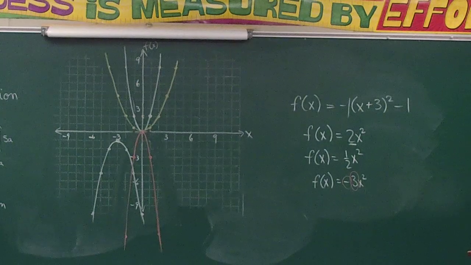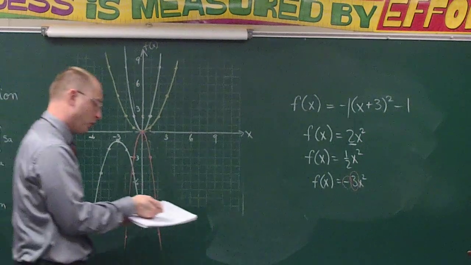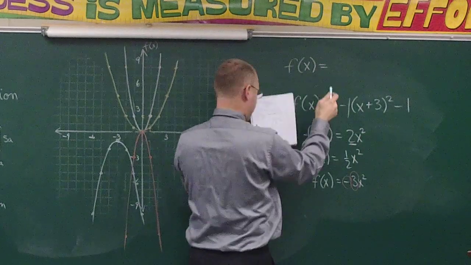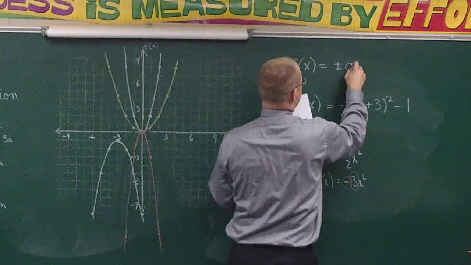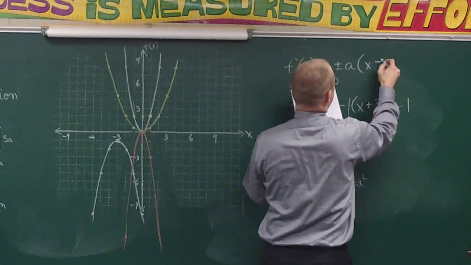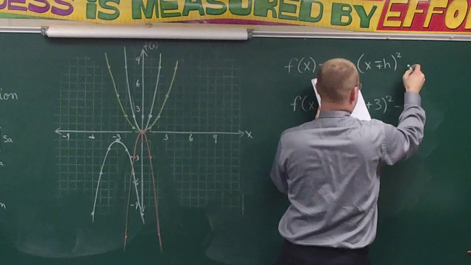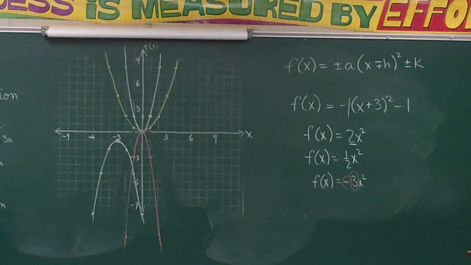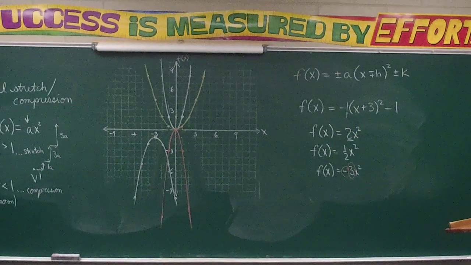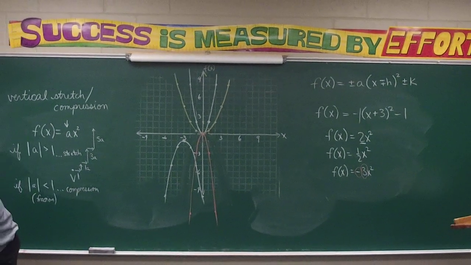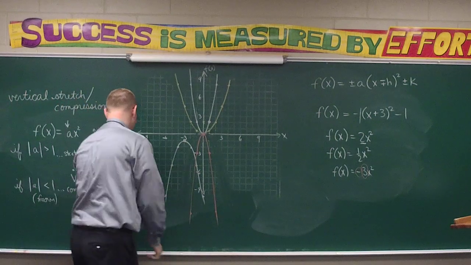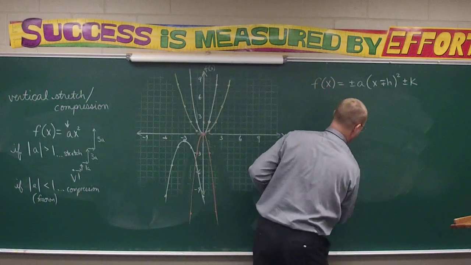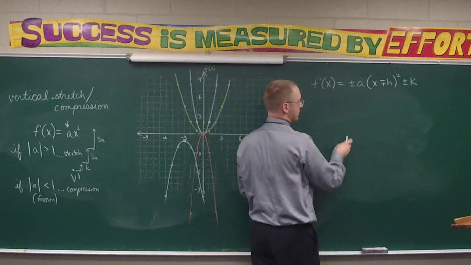So I want you to write this in your notes then, the full form of all the fun stuff you can do to a quadratic function. Write this down. f of x equals positive or negative a, x minus or plus h, squared, plus or minus k. This is going to give us the full gamut of what we can do to a quadratic function. Let's label every part of what means what, because that's really the key for you, is keeping straight what you do when you see things.